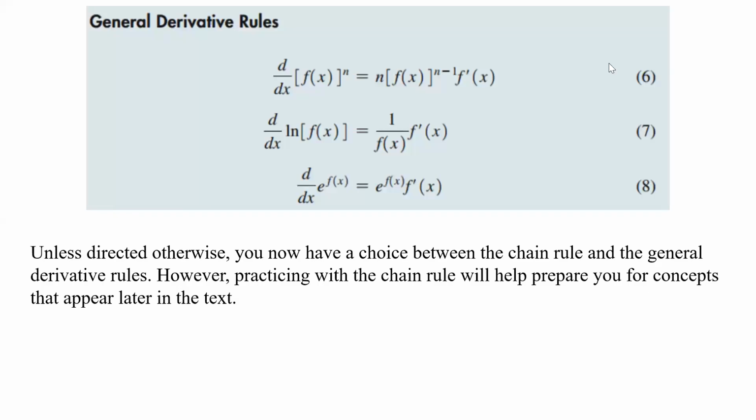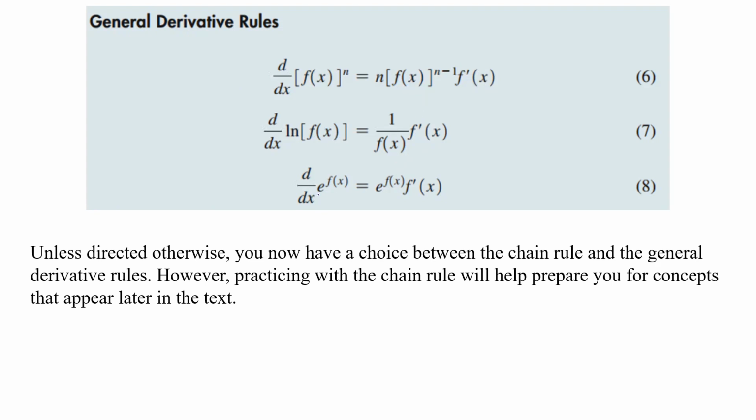All right, so we have some general derivative rules now. We have the derivative of f of x to the n. And again, that's just n times f of x to the n minus 1 times the derivative of f of x. We have the derivative of ln of f of x. Well, that's going to be 1 over f of x, because remember, that's the power rule. So that's going to be 1 over f of x, and then the derivative of what's inside here.